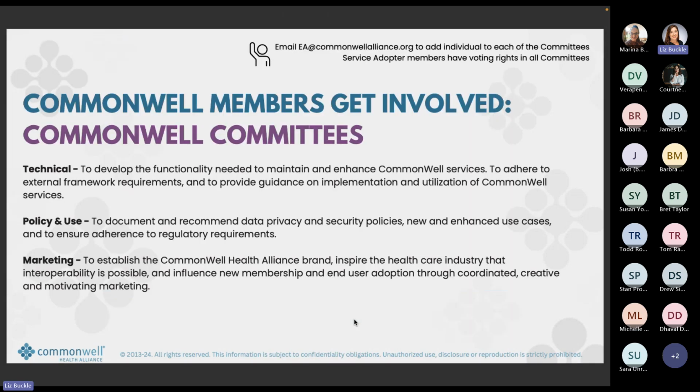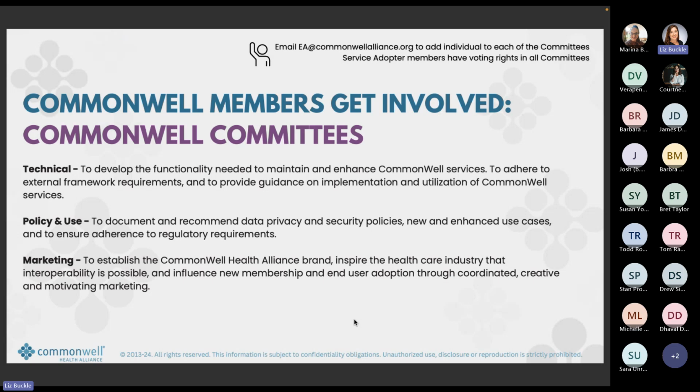Within CommonWell, we encourage our members to get involved and participate in CommonWell committees. We actually used to have 9 committees. We just recently streamlined them down pretty significantly. We felt that it was a larger burden for members to allocate resources across multiple different committees. And so now we really have 3 core committees that we would encourage our members to get involved with and participate in.